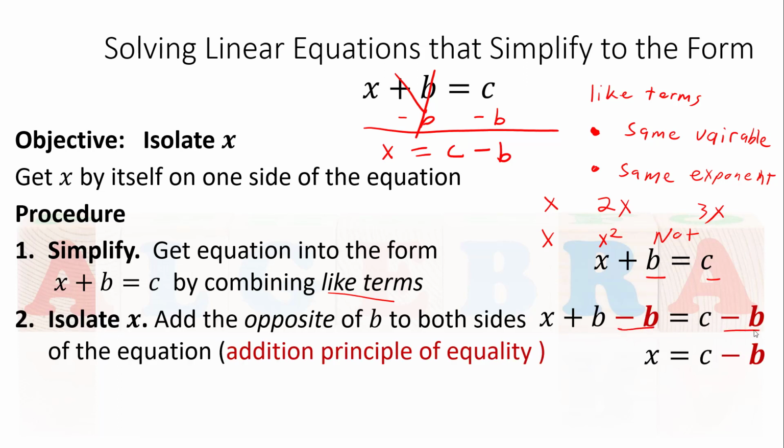Okay, once you've gotten the equation into this particular form, step 2 is to add the opposite of b to both sides of the equation, and then to simplify. And if you do, you will have that x is equal to c minus b.